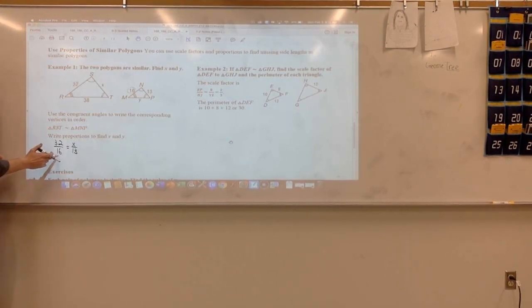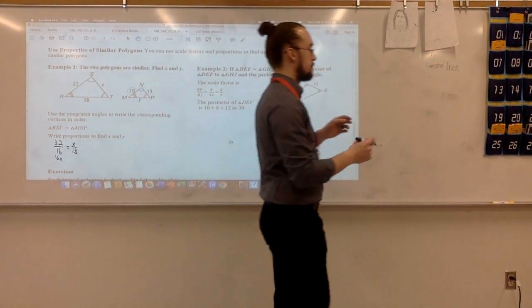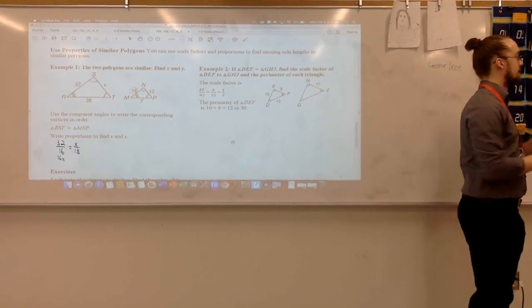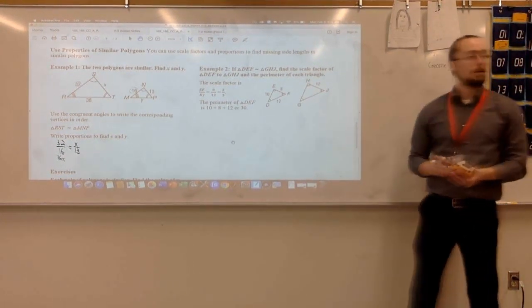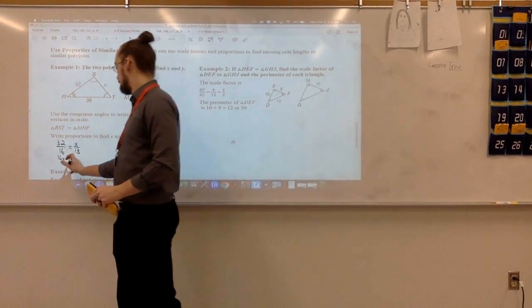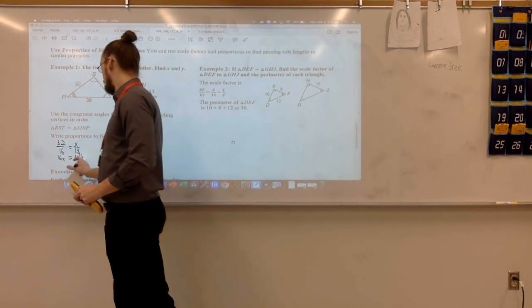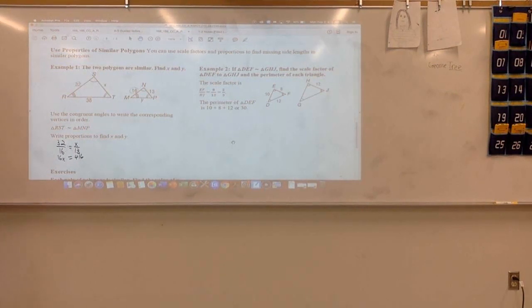So if I cross multiply, 16 times x would be 16x. It's 32 times 13. Or 16. That is 65. Let's find out this number. Alright, so then we just divide by 16, and we will get x equals 26.